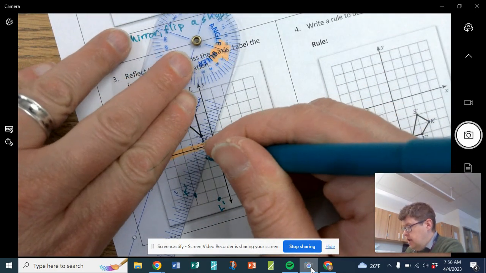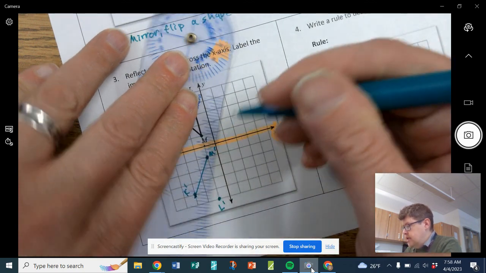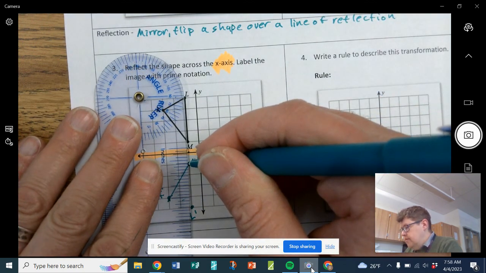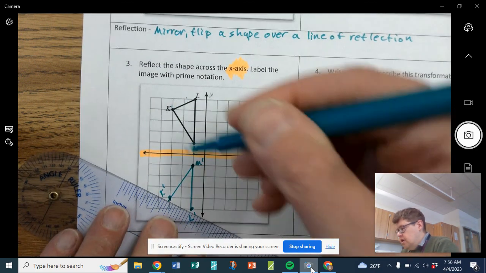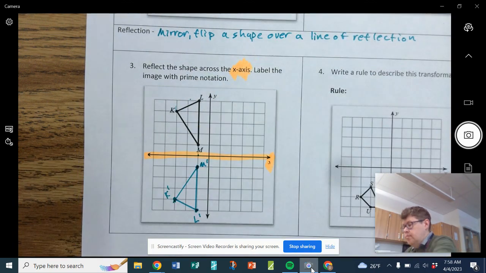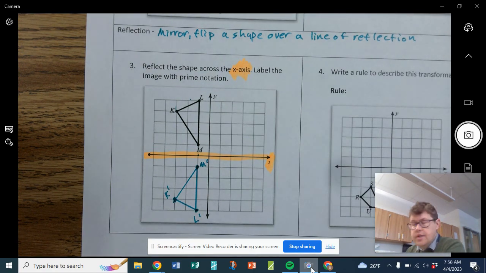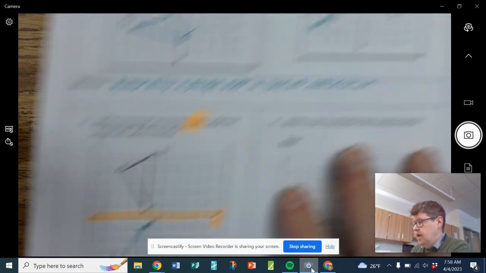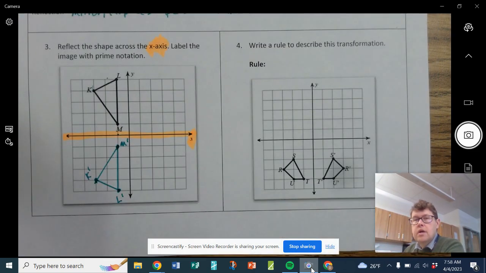And we do the same thing that we did with our translation. We connect our points, and if we did it correctly, then we should have a congruent image that matches the pre-image. Looks good to me. Just eyeballing it, looks good. So yeah, that's the reflection. And then for a reflection that's already happened, you basically just have to tell which axis or which line it reflected over, right?